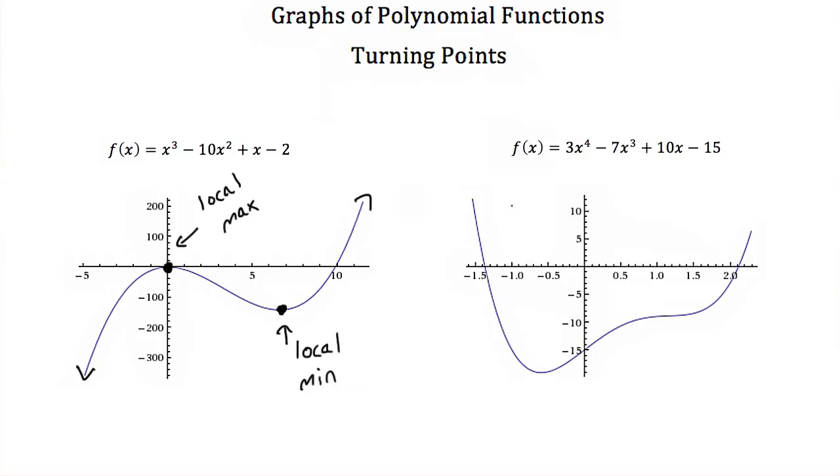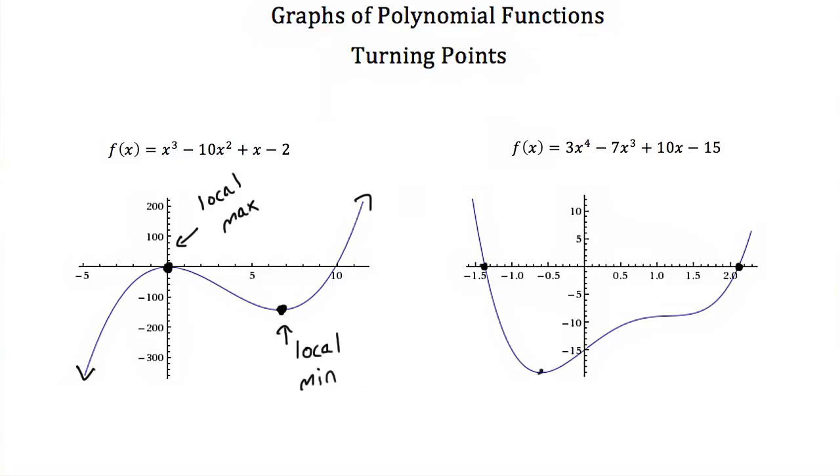So let's look at our next graph. Here we have the graph of f of x is equal to 3x to the 4th power minus 7x cubed plus 10x minus 15. Well, here we have two y-intercepts, and those would be our solutions for x. And then we have three local minimum or maximums.